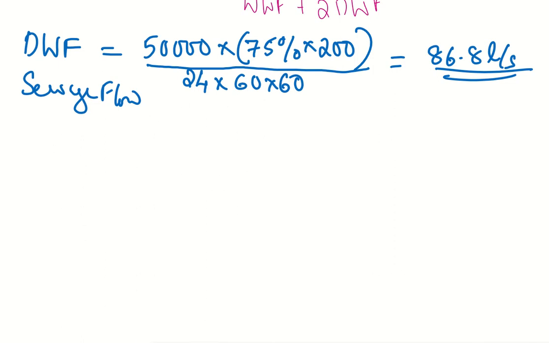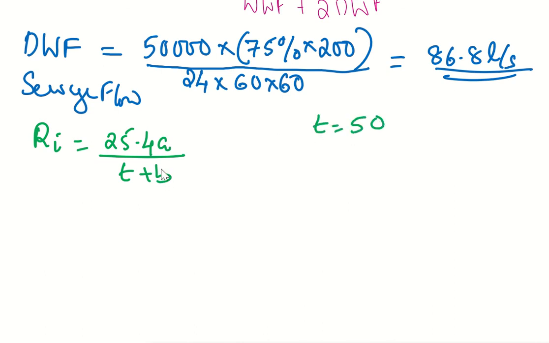So the general formula is Ri is equal to 25.4A divided by T plus B. Here TC is given, right? The time of concentration T is given as 50. Now what about A and B? For this purpose, the US Ministry of Health has given these values.